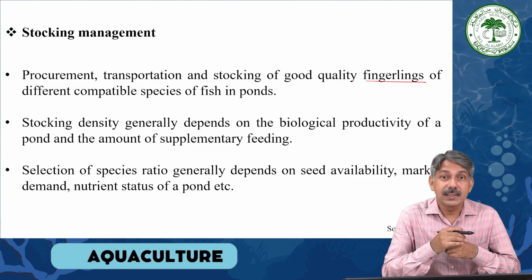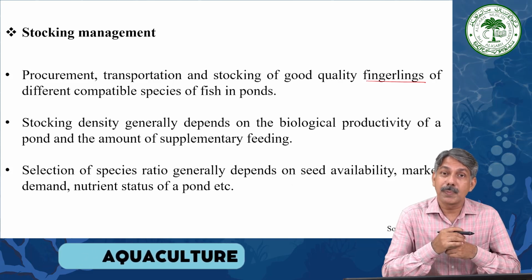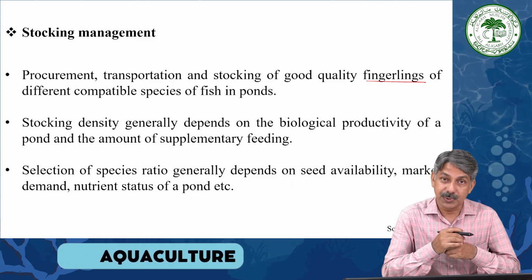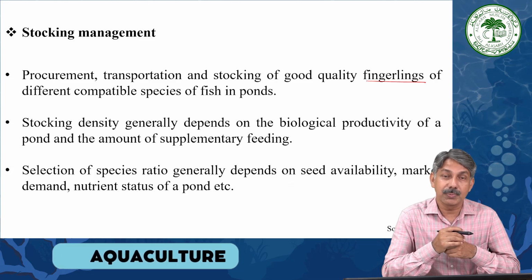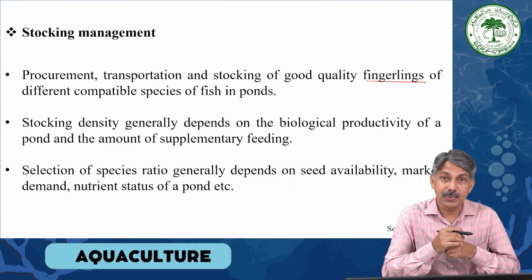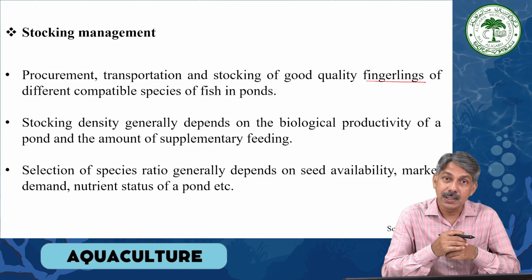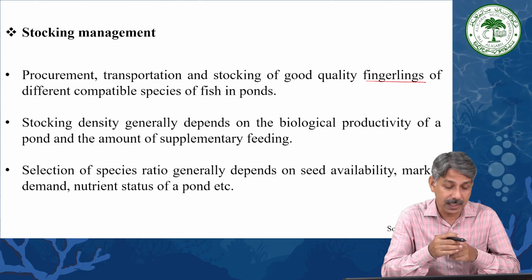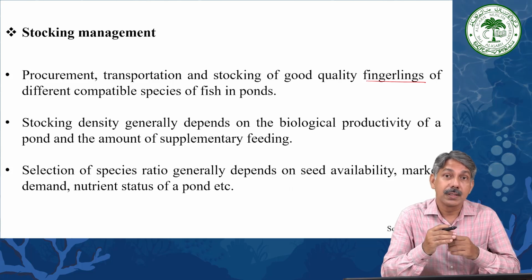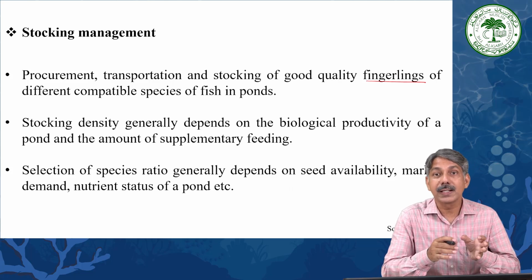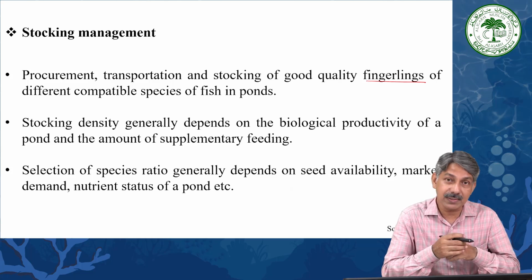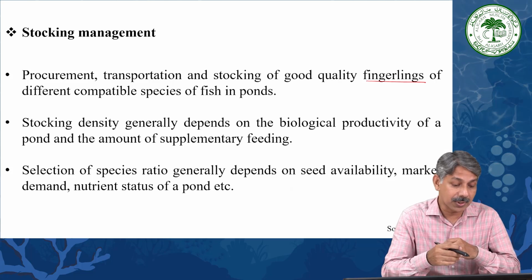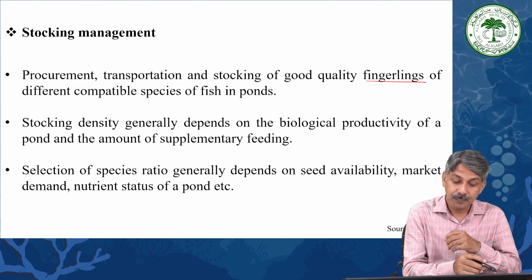In previous slides, I told you that there are many different compatible fish species that we are going to stock. For example, Indian major carps, or sometimes we increase the number of species by incorporating some of the exotic carps into the combination. So we have to decide that the species you are selecting should be compatible to each other. They are not fighting for their food and space. So that competition you have to minimize.